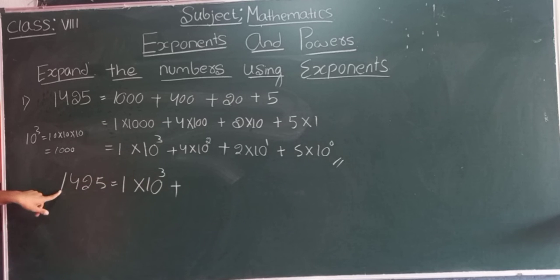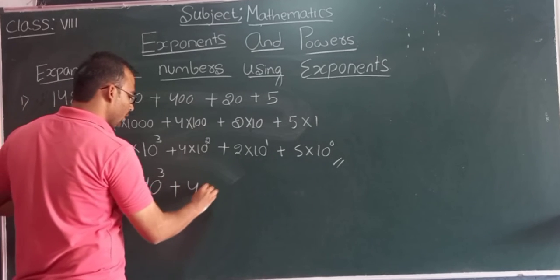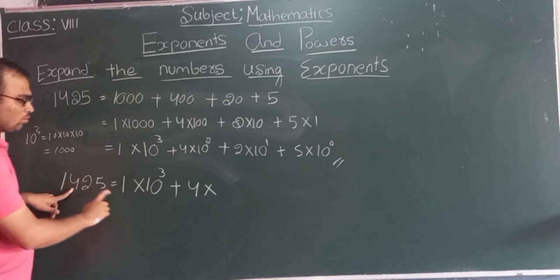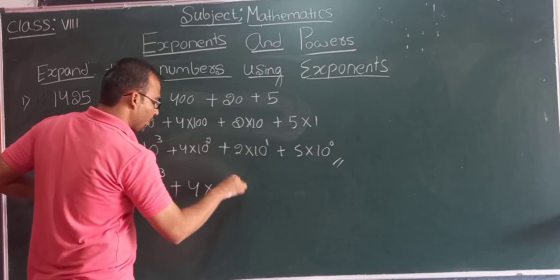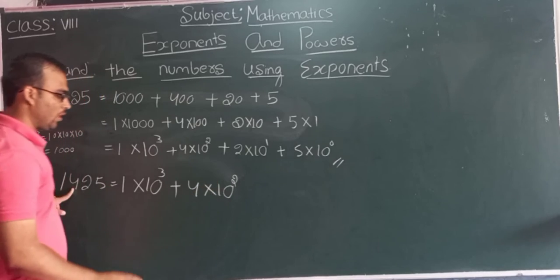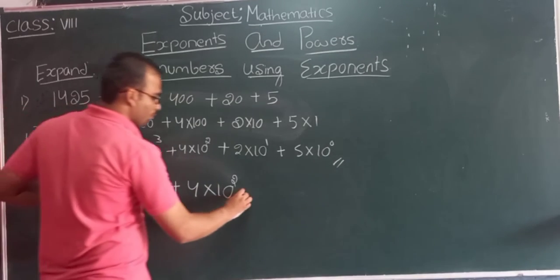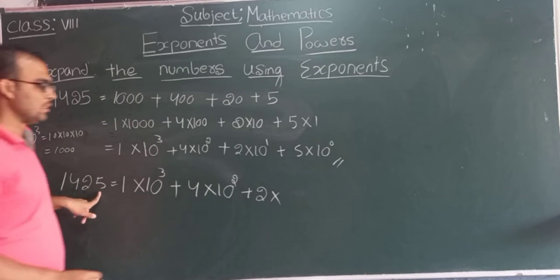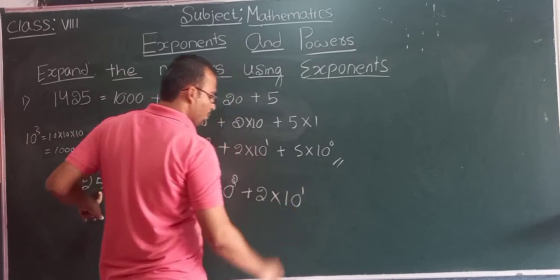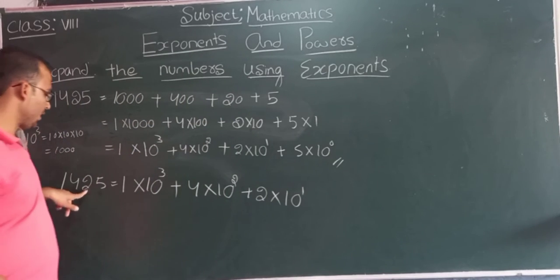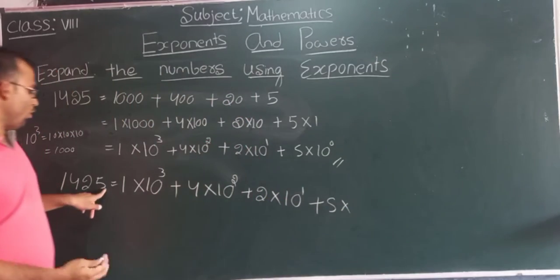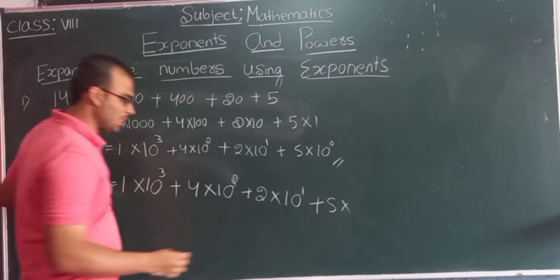After 1, how many numbers? 3. So write 3. Then plus 4 into, this is the 100 place, students. This is 400. After 4, how many numbers? 2. That is 10 to the power 2. 10 to the power 2 means 100 only. Next, 2 into, after 2, how many numbers? 1 number, that means 10 to the power 1. Next 5 into, after 5, how many numbers? No number, there are no numbers. Nothing means 0.